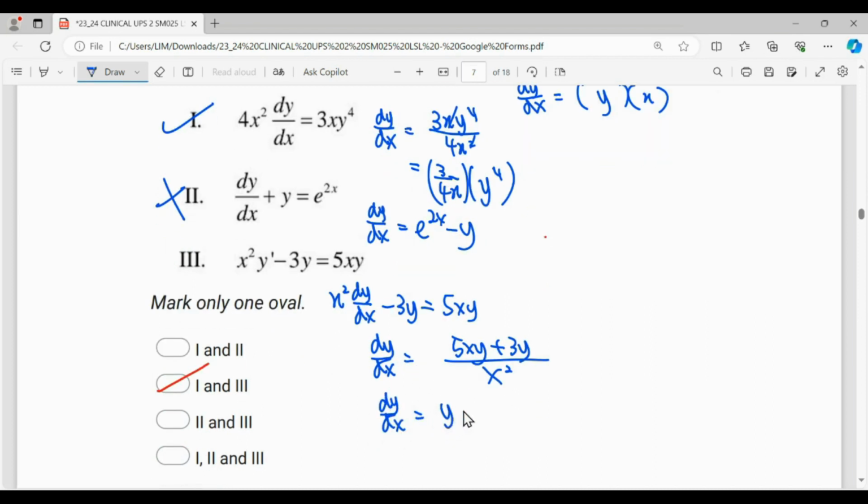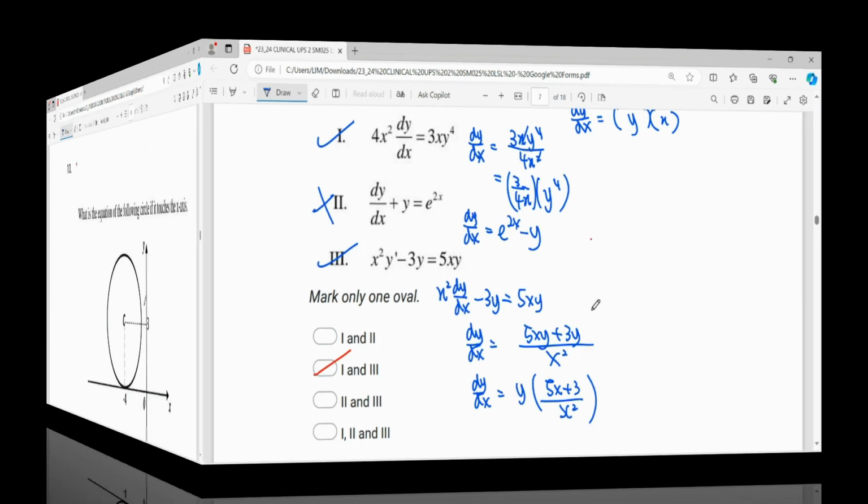As we can see, we can factorize out the y, remaining 5x plus 3, and then x squared. So you can see this is a factor of y, this is a factor of x, so they can separate. So the answer is 1, 3.